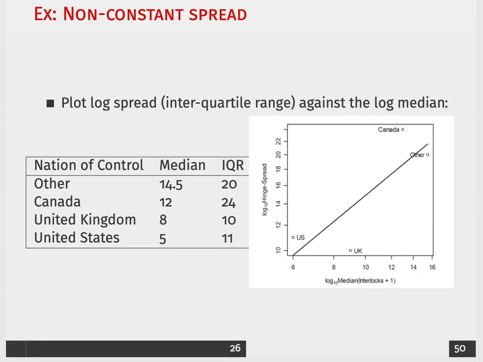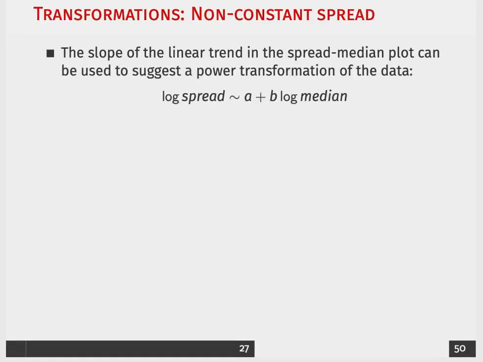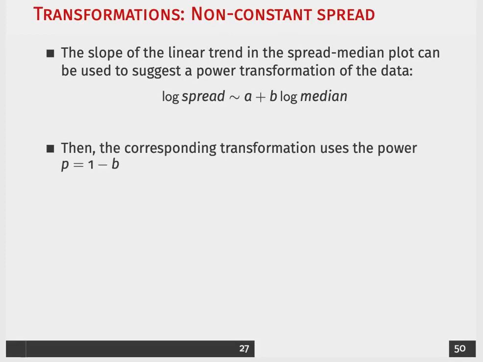And one way that we can go about doing this is by doing a log-log transformation and then do a spread median plot in which we look at the fitted regression line. So here we can look at the slope of the linear trend between log spread and log median. And here what we can see is the value of p, the transformation that we will use, is going to be 1 minus the slope of that regression line.